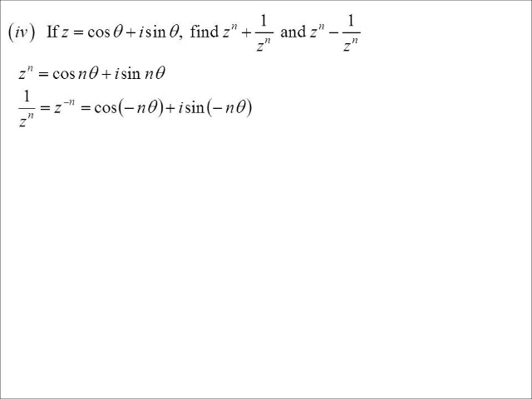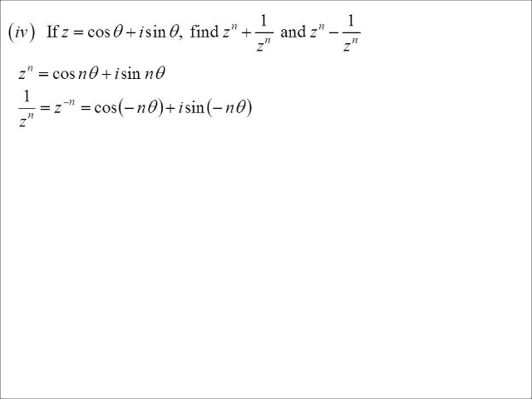Now, this particular relationship comes in very, very handy, the ones we are about to prove. Sometimes they'll ask you to find it. If they don't, it's perfectly okay to quote it. Okay? So we're going to find these 2 expressions. Well, z to the power of n, using De Moivre's theorem, would be cos n theta plus i sine n theta. 1 on z to the power of n is the same as z to the power of negative n. So that's going to be cos negative n theta plus i sine negative n theta.